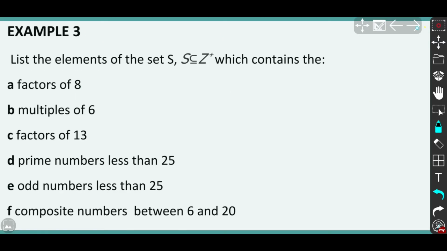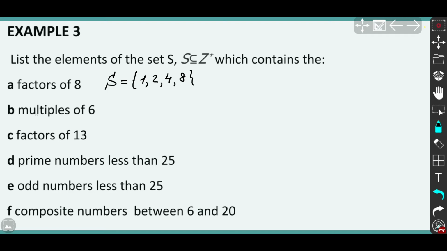So example 3. You need to list the elements of the set S, from Z plus, which contains the factors of 8. So we simply need to list all factors of 8 and include them into the set S. So it's going to be obviously 1, 2, 4, and 8. They are possible factors because Z plus is positive, so you cannot consider negative numbers.